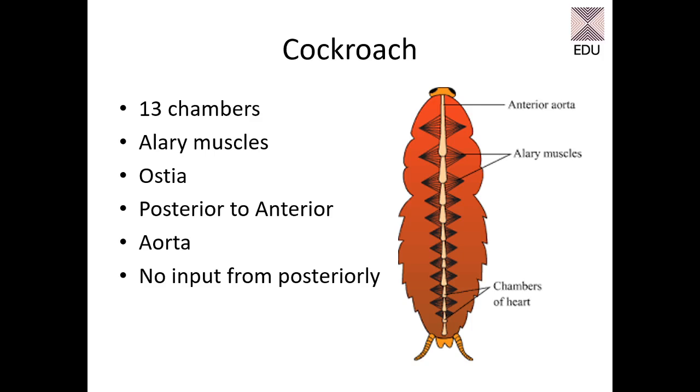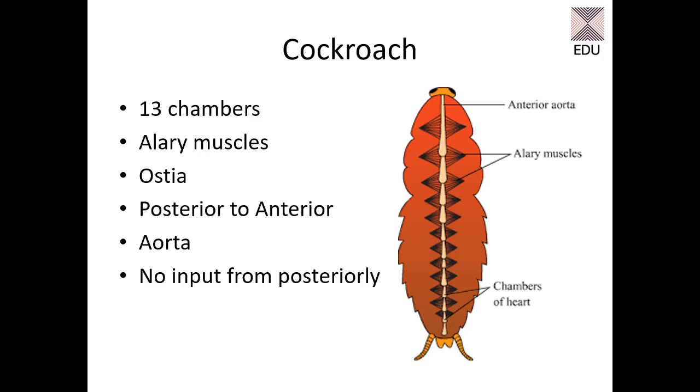So second were the alary muscles. You all know about alary muscles. Third are the ostia. Now where are the ostia present? If you see this particular junction of two chambers, here is the position of the ostia. Here we have got ostia, from where the blood will enter into the heart. Number 3. So we have written posterior to anterior. That means it will contract from the posterior side towards the anterior side. So the contraction wave is from posterior to anterior.